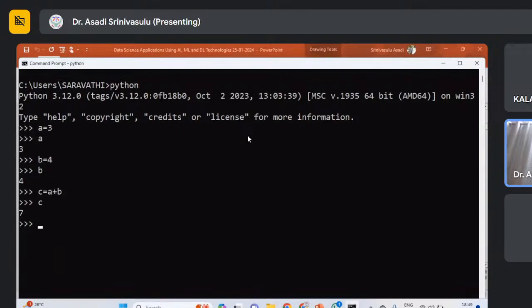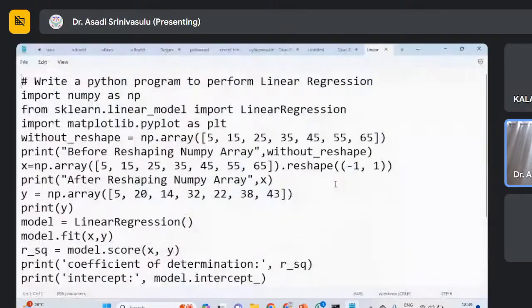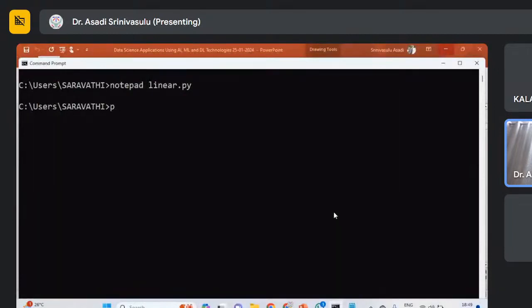This is one way, and one more way is the scripting way. You can write your own script in Notepad. I have already created linear.py. This is the program I have created: write a Python program to perform linear regression. I'm executing it right now with python linear.py.